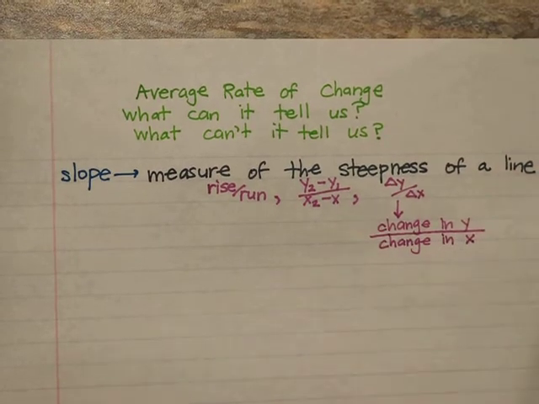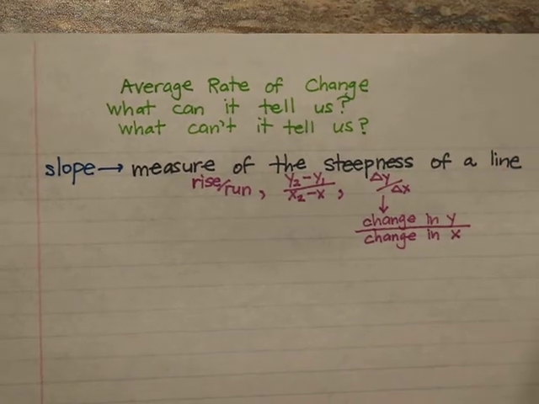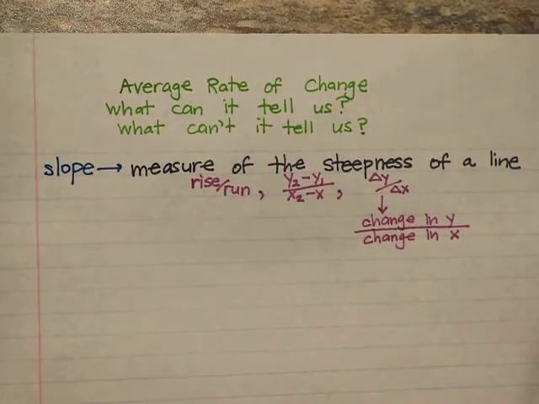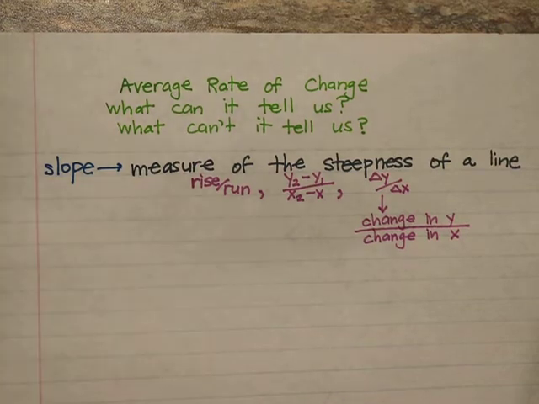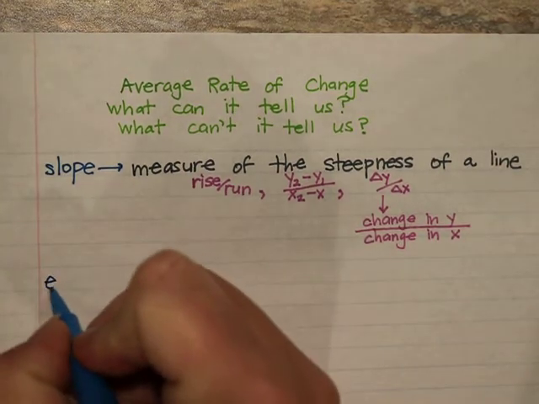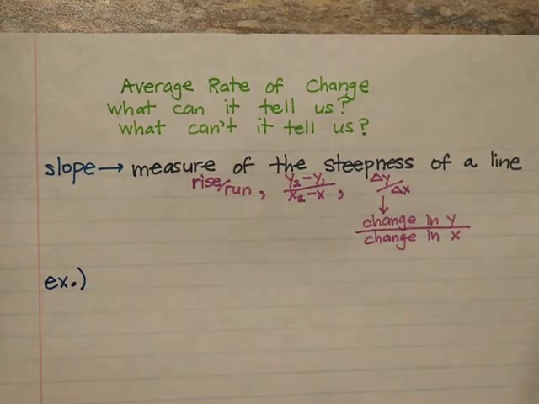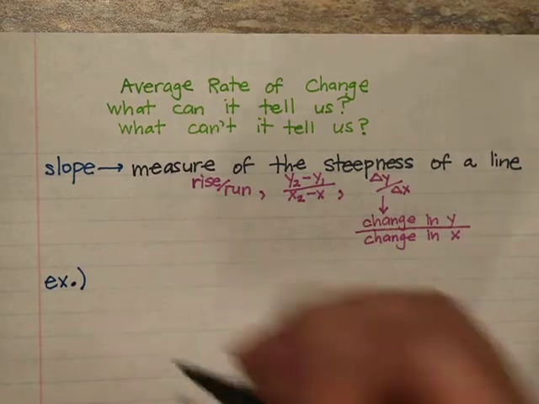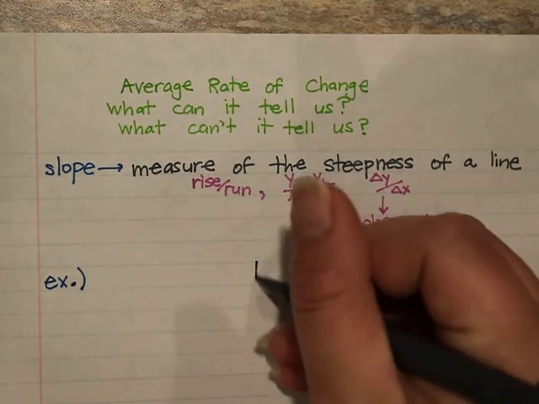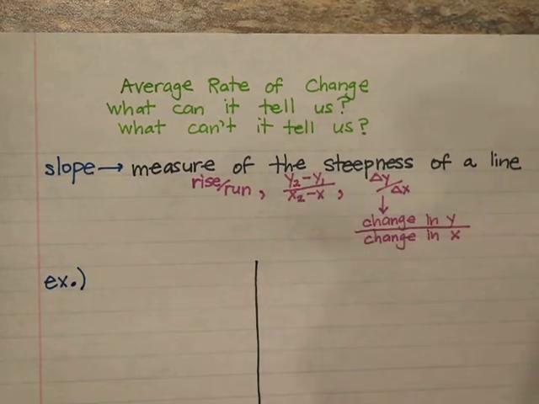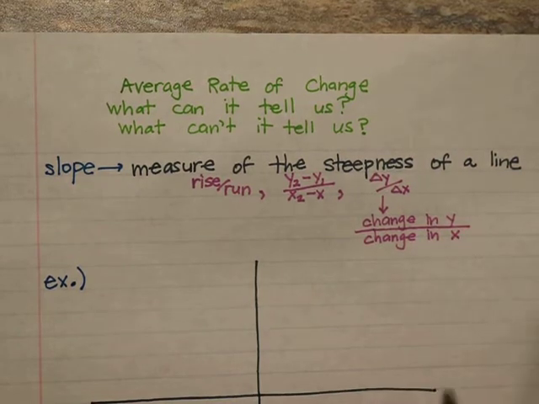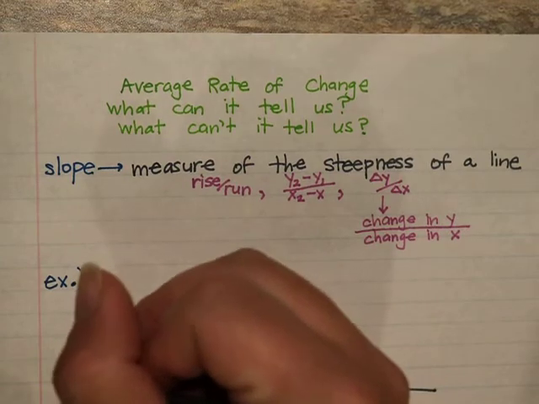Now we're going to extend this idea of slope to other graphs, okay? And so let's look at an example here. But I'm not going to call it slope anymore. I'm going to call it the average rate of change. In other words, how much does the graph change? So if I've got a graph, say it does something like this.